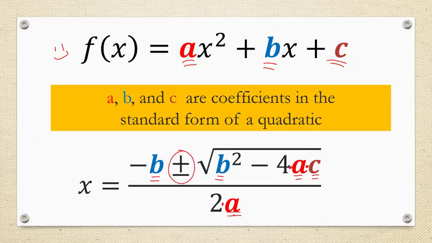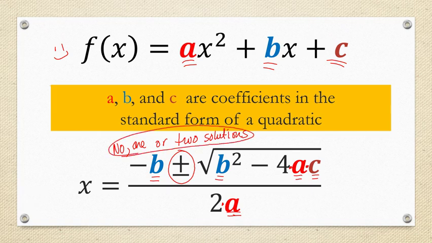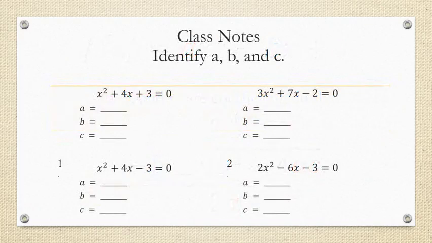This plus or minus right here means that there are possibly two solutions. Now let me define that. There could be no solution, one, or two solutions. But if you get a plus or minus, that means in your answer you could get two solutions, okay?